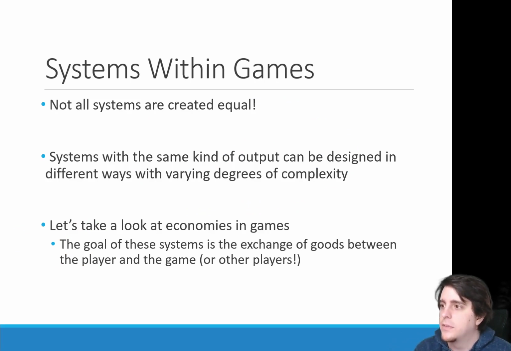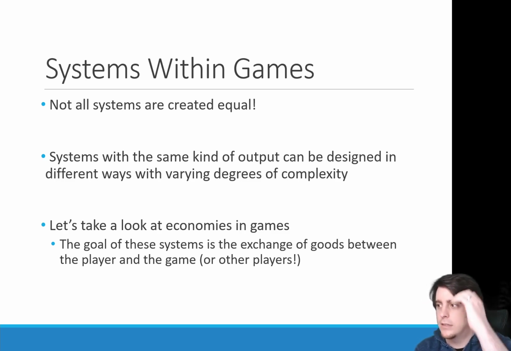You have some really small ones, you have some really large ones. Even systems that have the same kind of output. A good example would be like, here's the game as a system. You can win or you can lose. Even systems with the same kinds of output can be designed in lots of different ways with lots of different degrees of complexity.